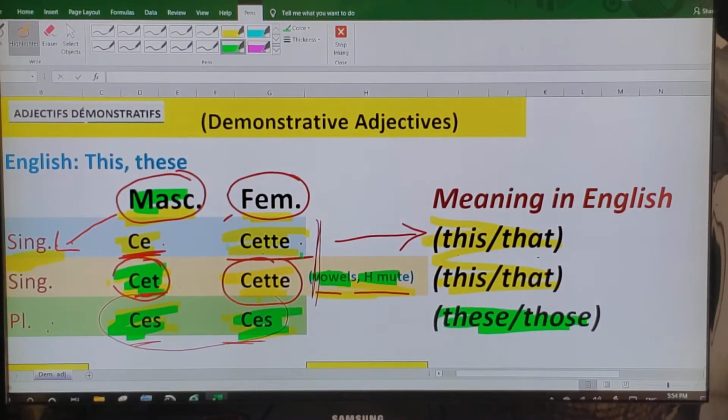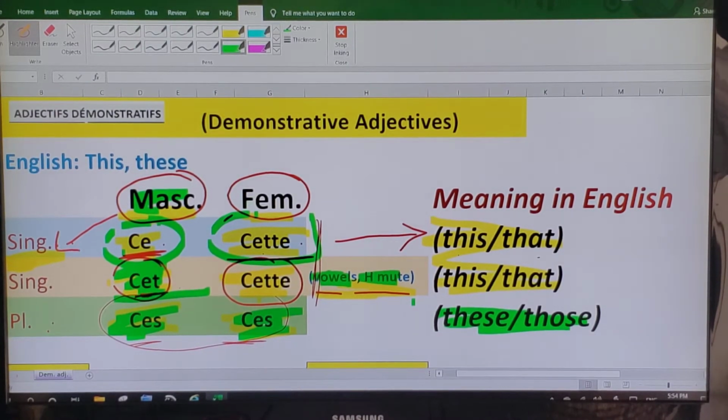Alright. So a quick recap. Masculine singular ce, feminine singular cette. Masculine singular with a vowel or h mute is cet. Feminine singular beginning with a vowel or h mute remains as cette. And for plural, whether it's masculine or feminine, it is ces. Alright. So this is ce. Remember, ce, ces. Ce, ces. That's how it is pronounced.